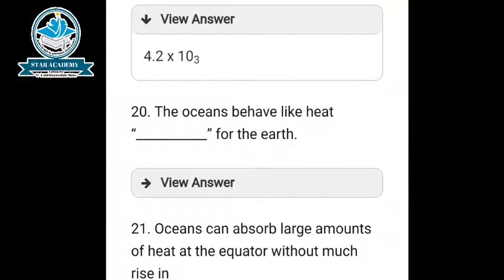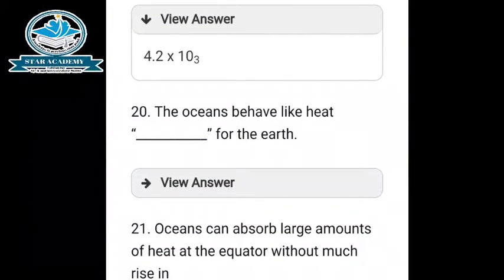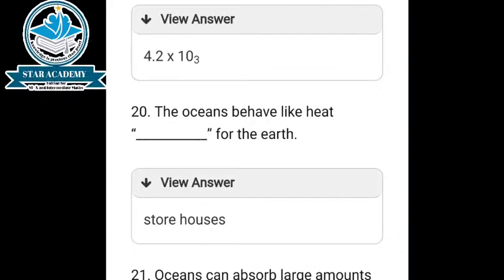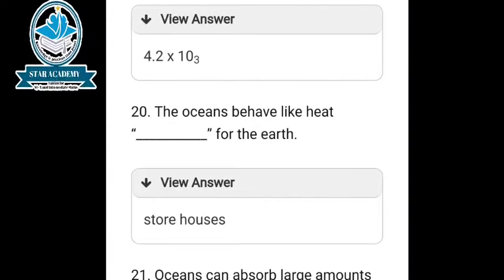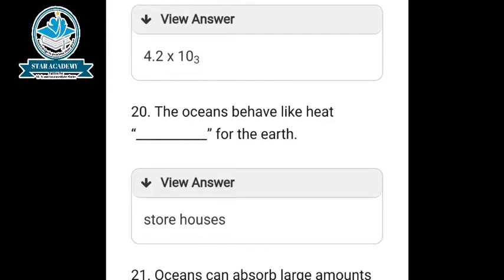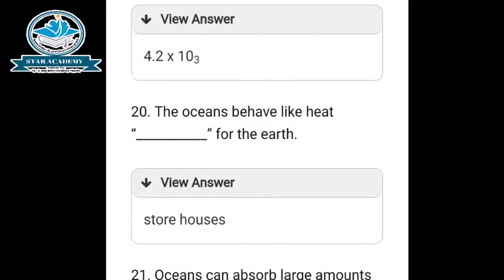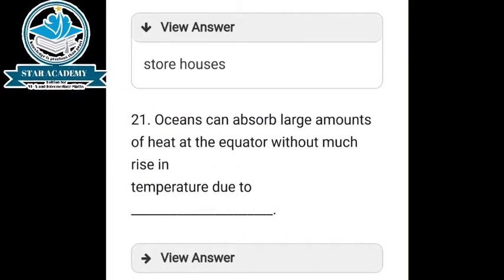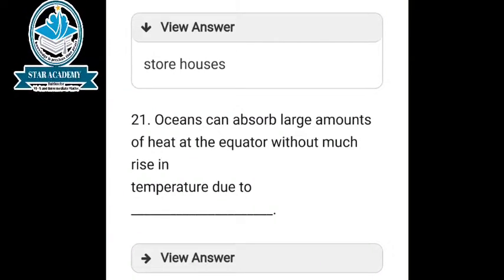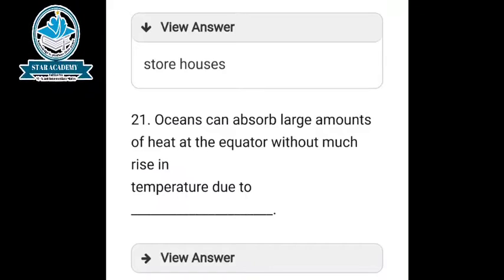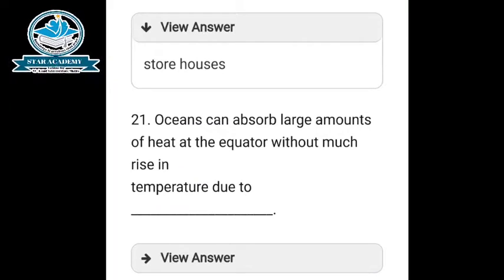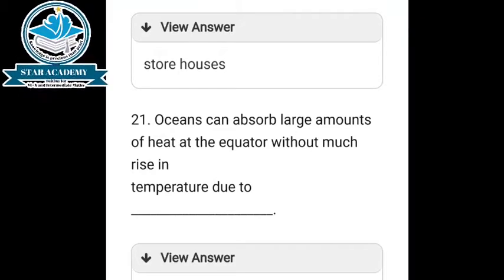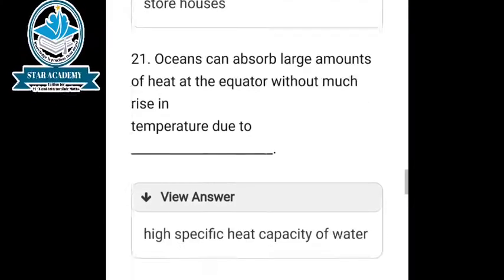20th bit, the ocean behaves like heat dash of the earth. So the answer is storehouse. The ocean behaves like a heat storehouse of the earth. 21, oceans can absorb large amounts of heat on the equator without much rise in temperature due to dash. The answer is the high specific heat capacity of water.